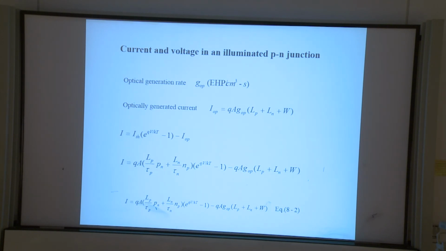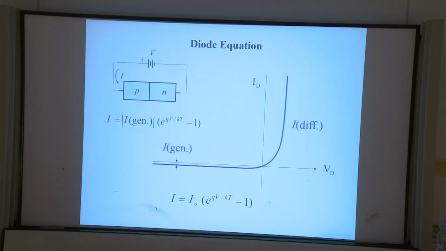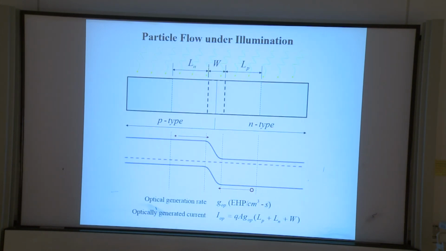Okay, now we want to combine these two effects. The previous one is only a diode when biased. Then this one is only under illumination without bias. What if a diode is under illumination while it's biased? Then we just need to combine these two equations together.